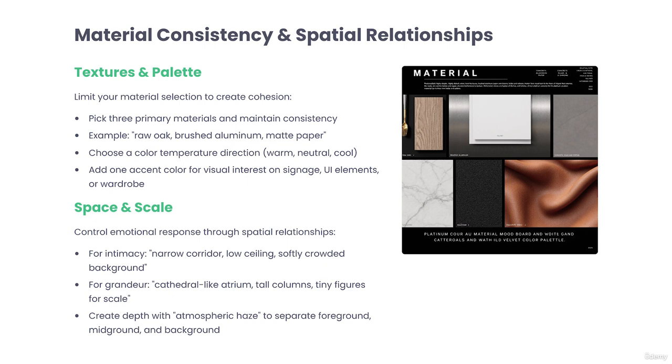Space matters too. If you want intimacy, say narrow corridor, low ceiling, background softly crowded with shelves. If you need scale, cathedral-like atrium, tall columns, tiny figures for scale. Ask for atmospheric perspective with haze in the distance to separate foreground, midground, and background.